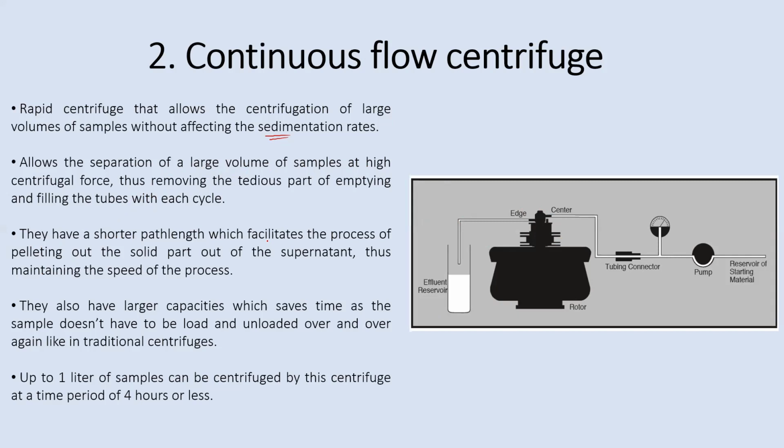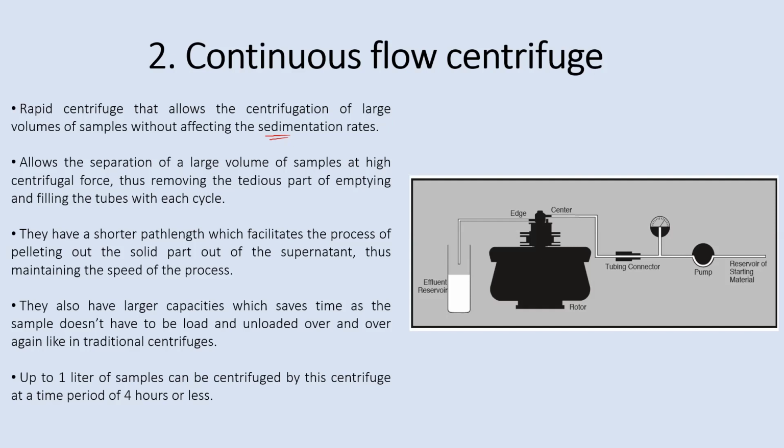They have a shorter path length, which facilitates the process of pelleting out the solid part out of the supernatant, thus maintaining the speed of the process. So the speed is always maintained. You have to just set it once. There is a supply, there is a removing facility also.